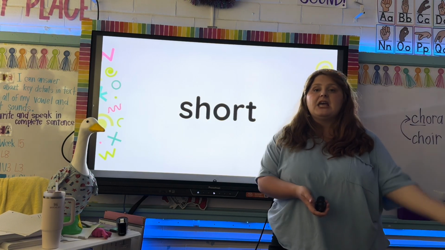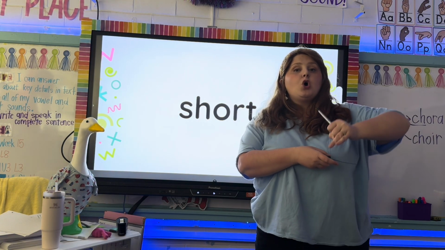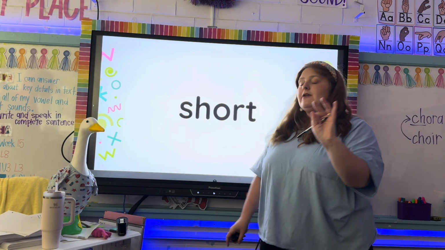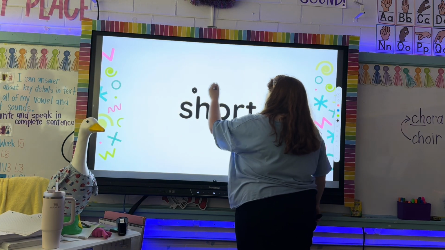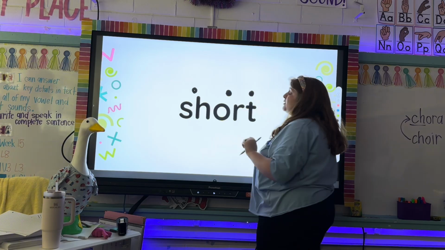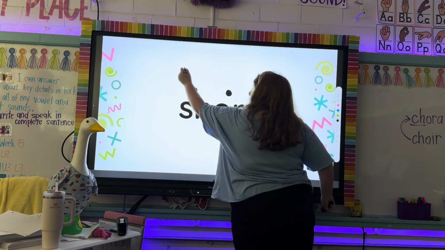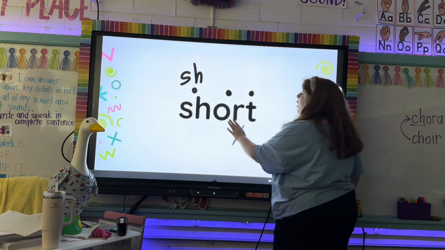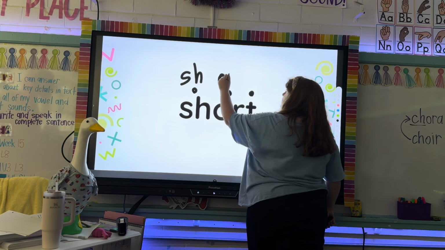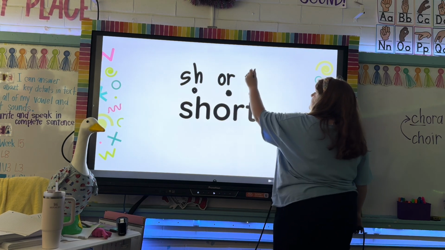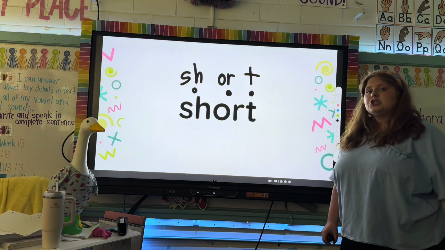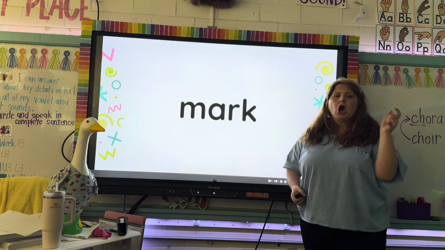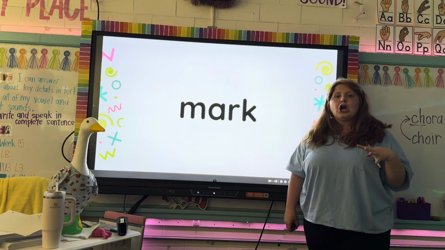Let's pound and tap it. Short. Sh, or, t. 3 phonemes. You spell sh, S-H. You spell or, O-R. And you spell t, S-H-O-R-T. Now we have our R words, our A-R words.